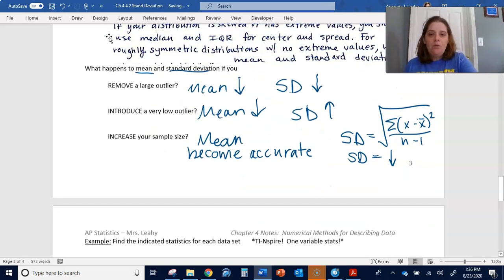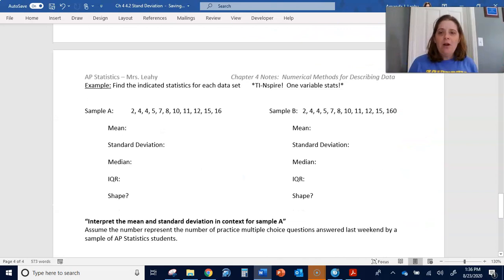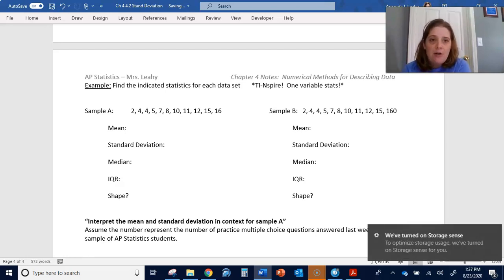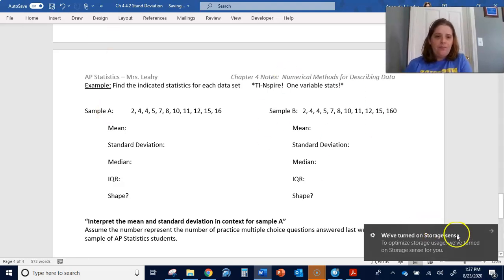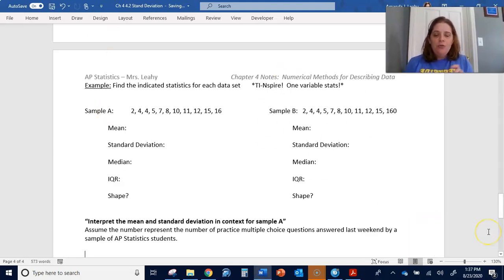All right, so if you were asked to find the indicated statistics for each data set, I've got my TI-Nspire here. I'm just going to run those one variable statistics. So if it says find the mean, find the standard deviation, find the median, find the interquartile range, there's no reason that you need to do these by hand. You could, it's totally fine, but you don't need to do the standard deviation calculation by hand as long as you have your calculator.